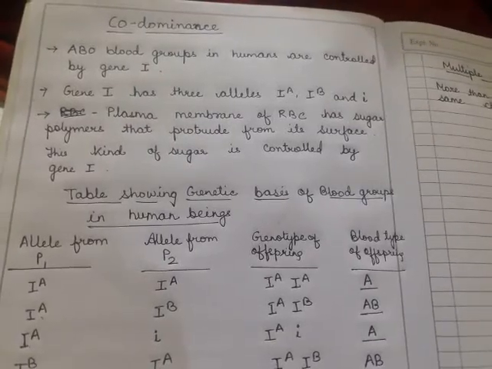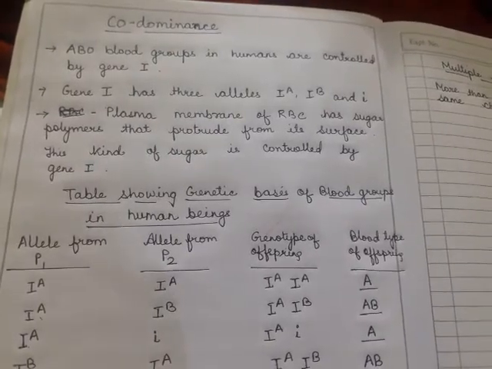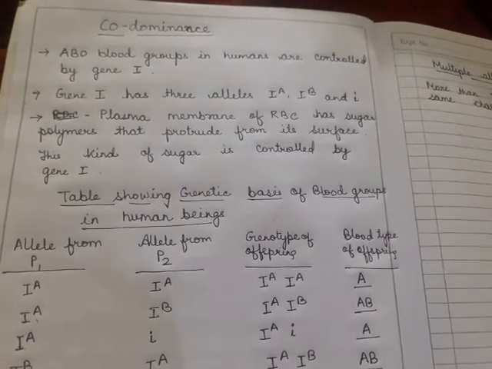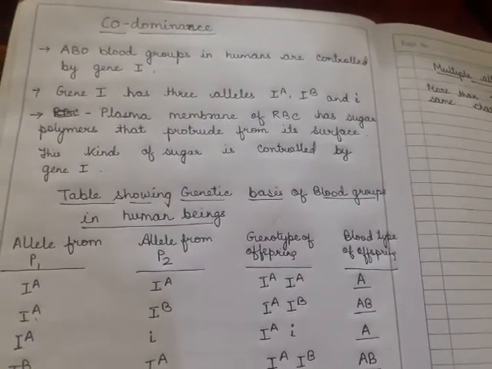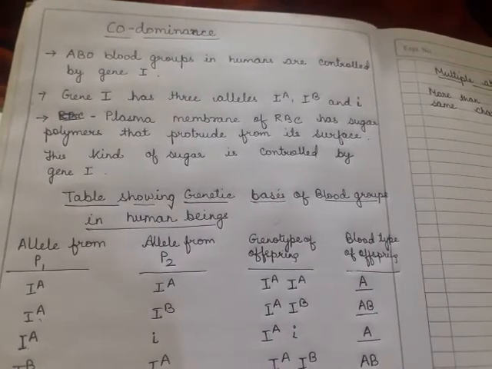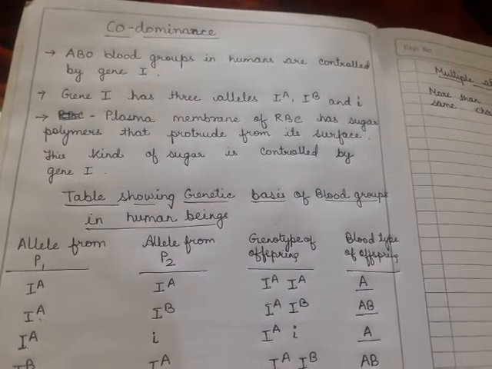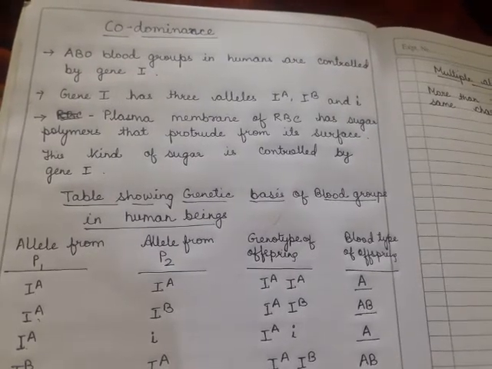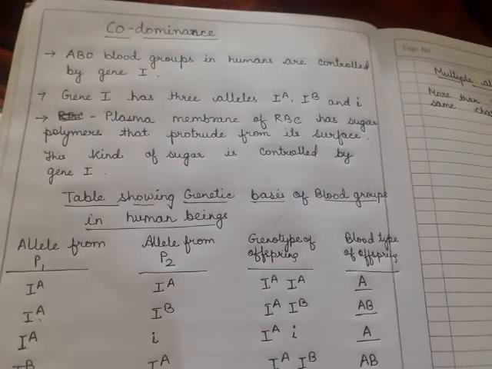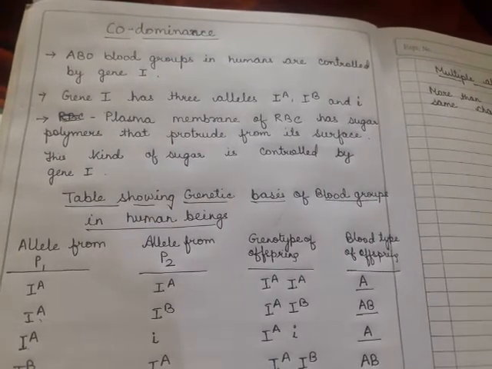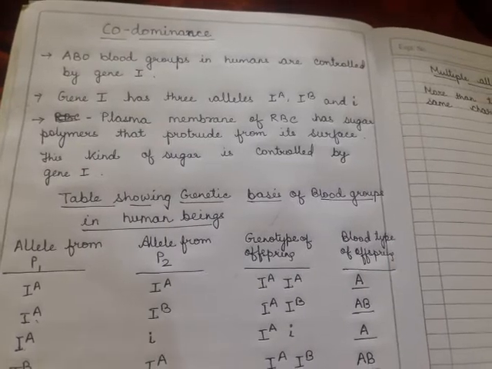Today we are going to learn a very important and interesting topic, that is codominance. As we know, in human beings the blood groups are A, B, AB and O. Four major blood groups are there. These are controlled by gene I. Gene I has three alleles: IA, IB and i.